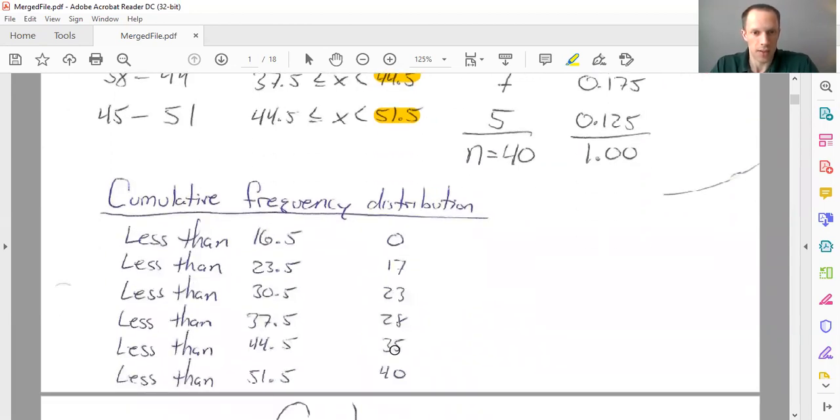So you can get your cumulative frequency. By the time you get to the last one, how many people are less than 51.5? Well, that should be everybody. Everybody should be accounted for. So your cumulative frequency there should be 40, which is the sample size.